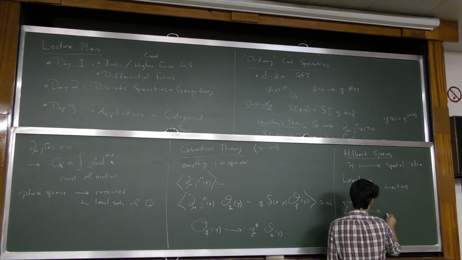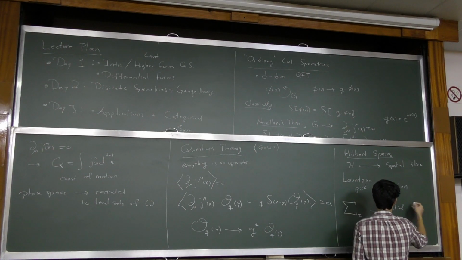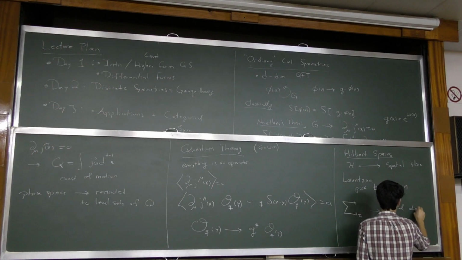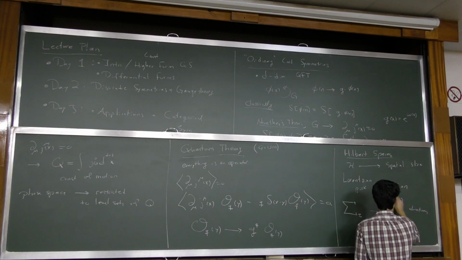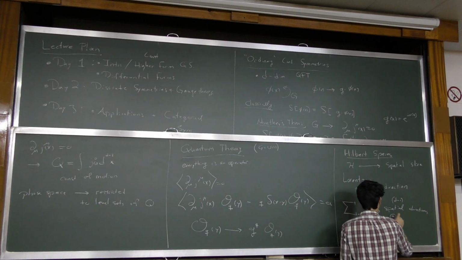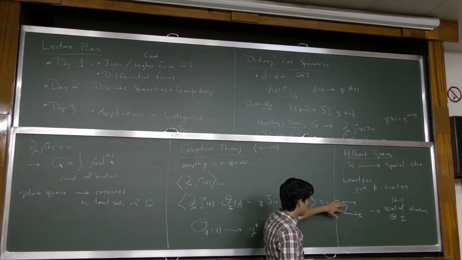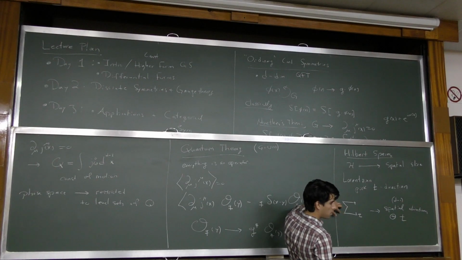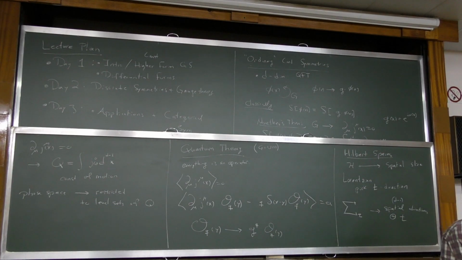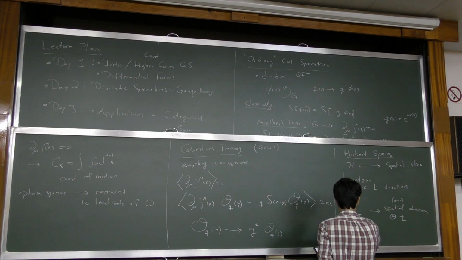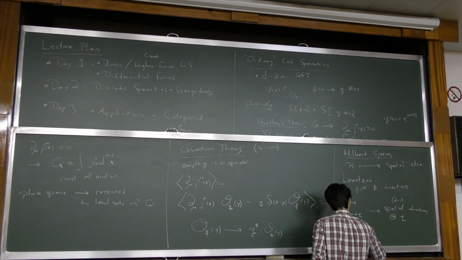So this is the spatial directions, I guess. Let's say d minus 1, of course, spatial directions at time t. So once you make this choice, then you can define a Hilbert space. And I'm going to call this Hilbert space H of sigma. Okay.